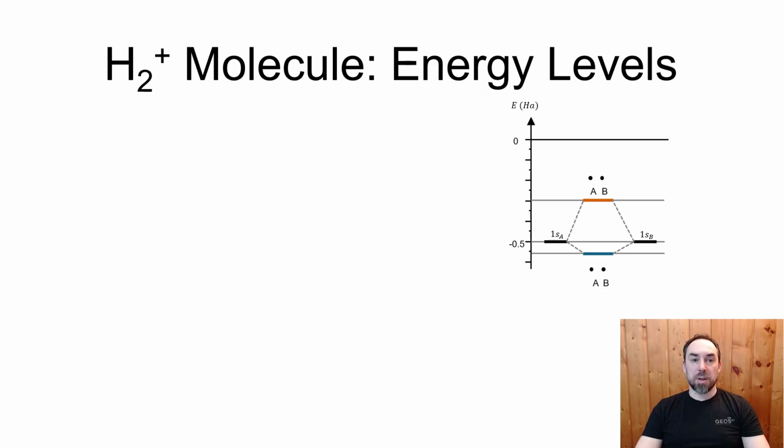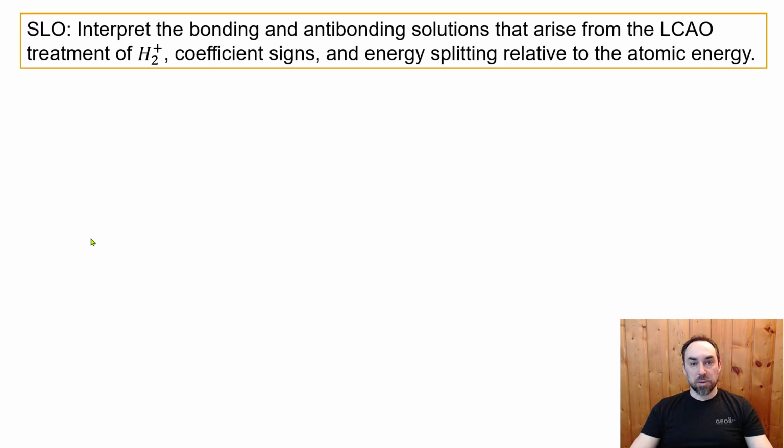Hello, in this video we're going to see how the variational solution of the H2 plus molecule in the mean field approximation leads to the formation of energy levels. And we're also going to see how these energy levels change as we change the bond distance between the two atoms. So let's start with the student learning objective.